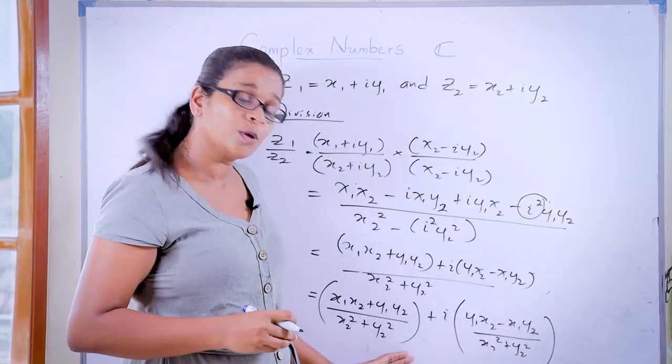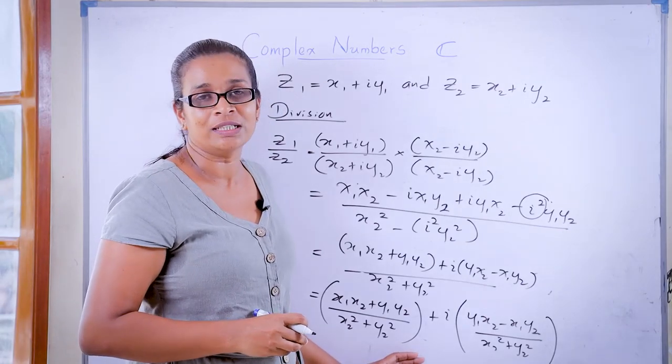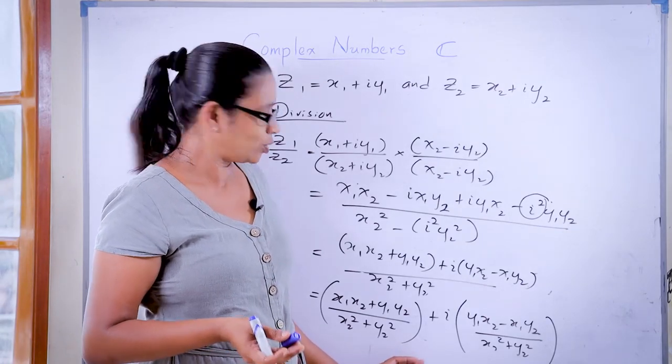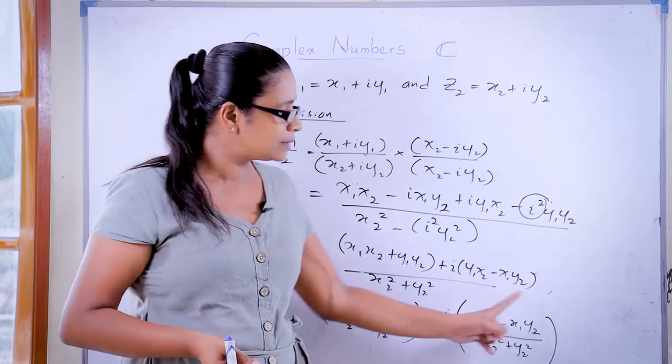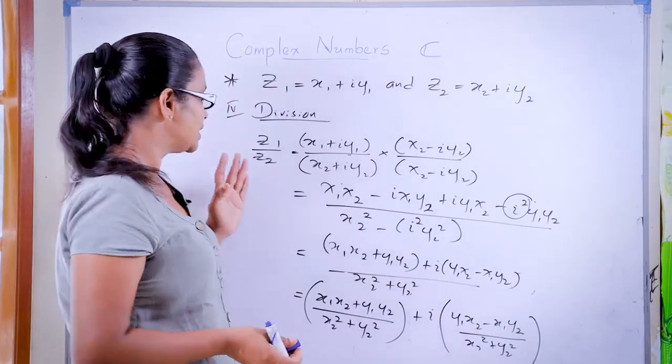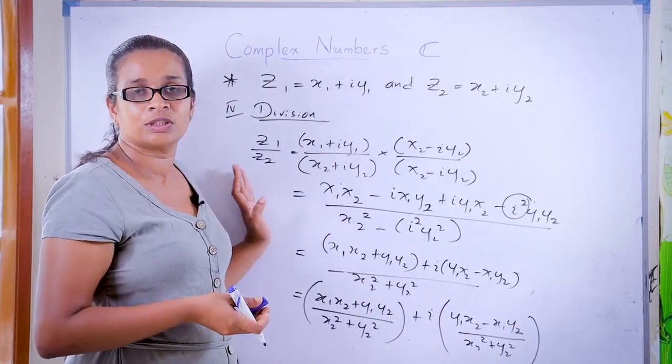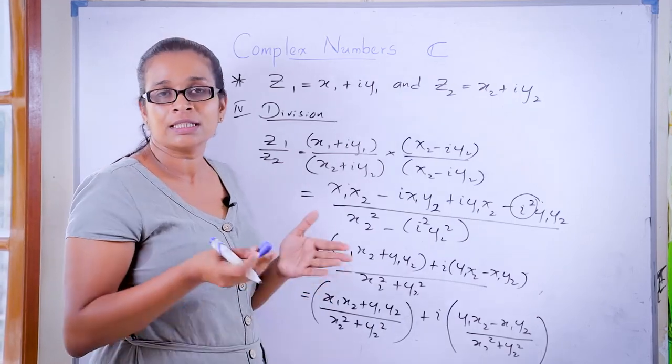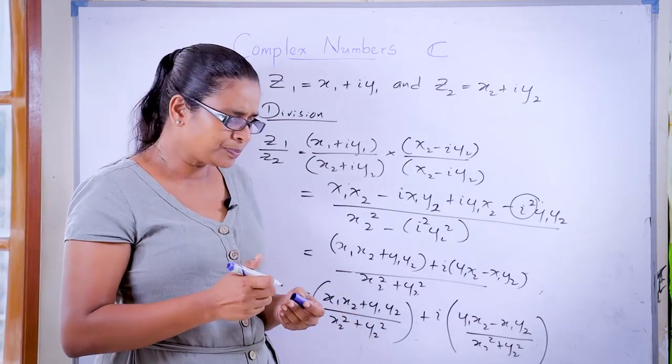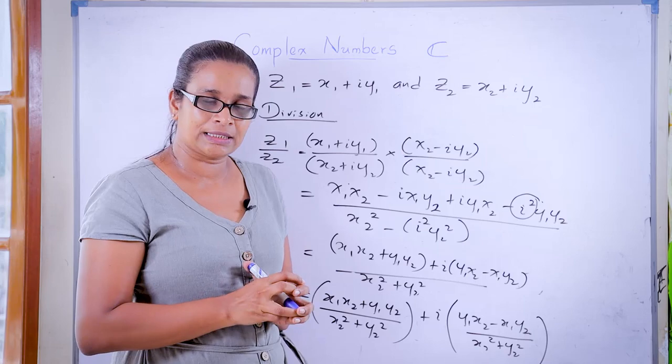Okay, what about this one? This is also a complex number again. Okay, this is the real part, this is the imaginary part. So by division of complex numbers also, the result is a complex number. Okay, this is the basic thing.